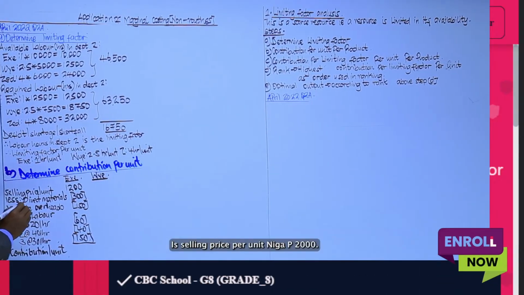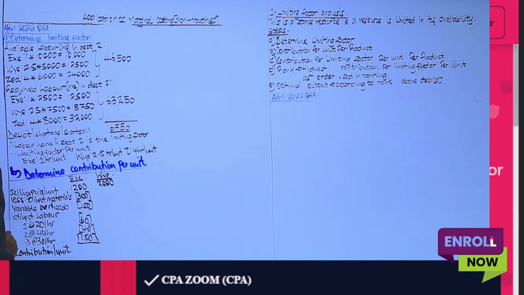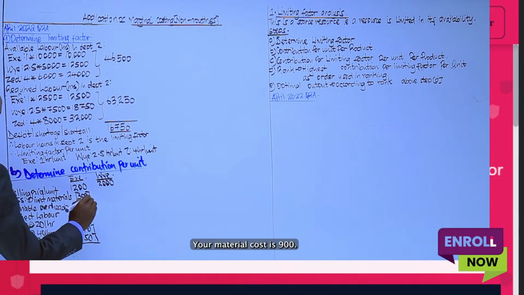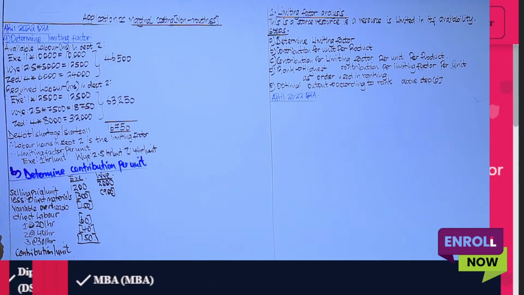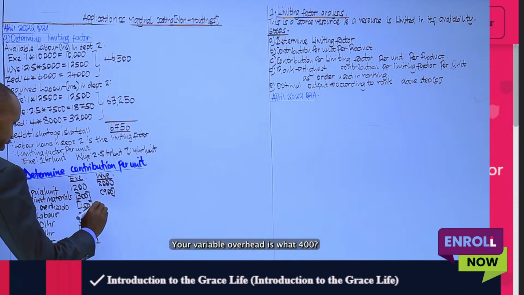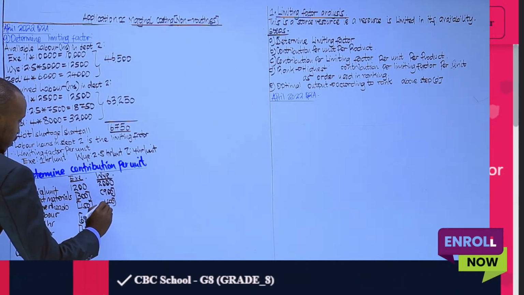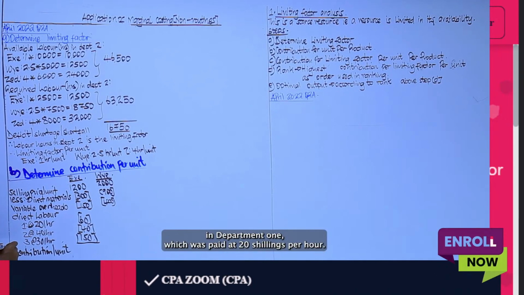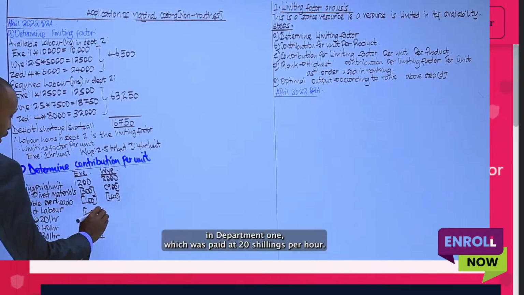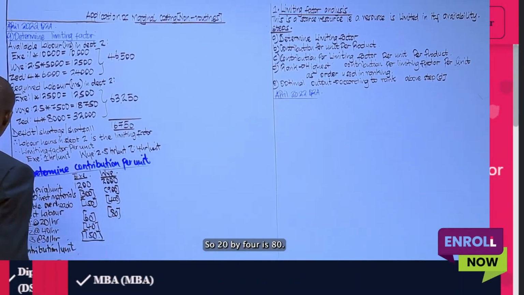Let's go to Y. Your selling price per unit is 2000. Your material cost is 900. Your variable overhead is 400. Your labor cost in department 1, which was paid at 20 shillings per hour, but they worked for 4 hours. So 20 by 4 is 80.